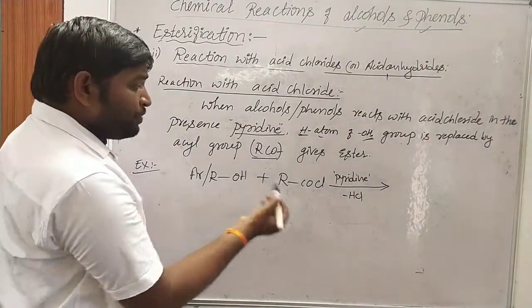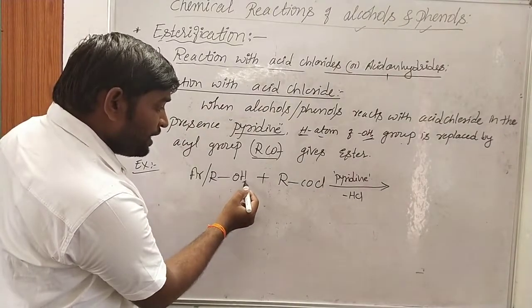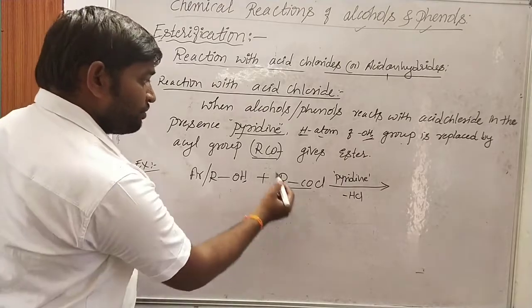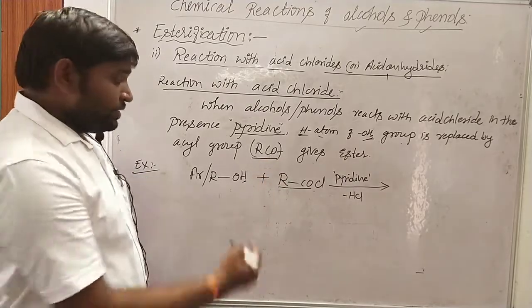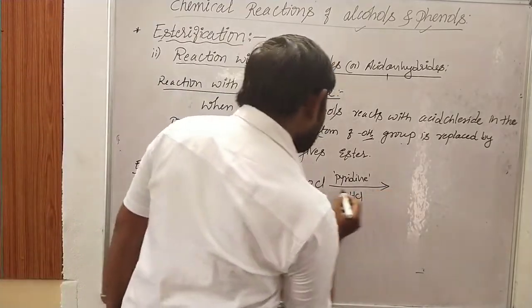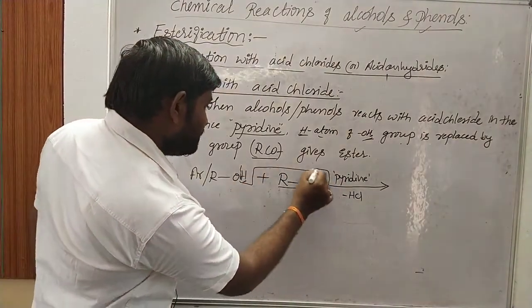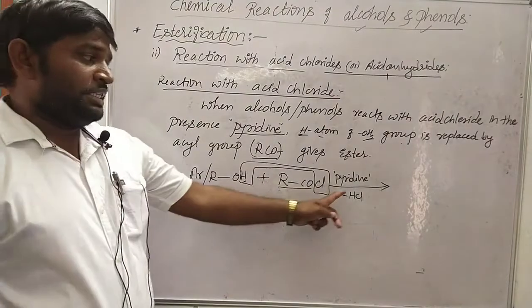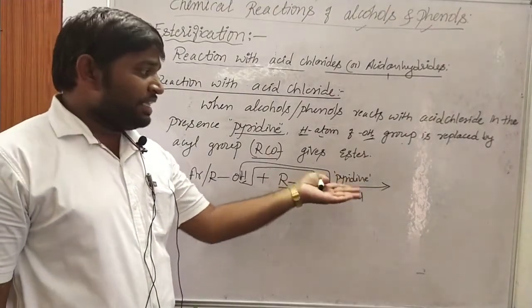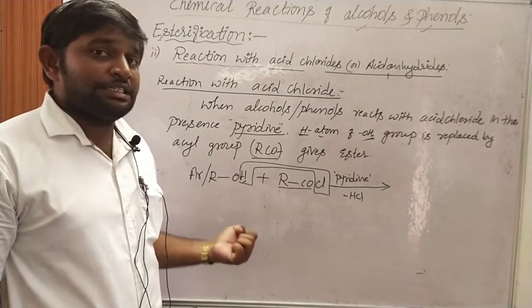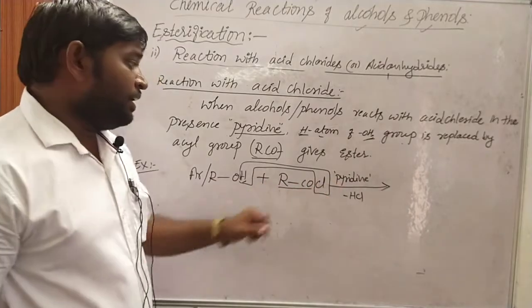So here, the hydrogen atom of the OH group is replaced by what? RCO. This group is nothing but the acyl group. Here the absorption of HCl takes place, H and Cl. Wherever pyridine is present in a chemical reaction, the absorption of HCl gas takes place.